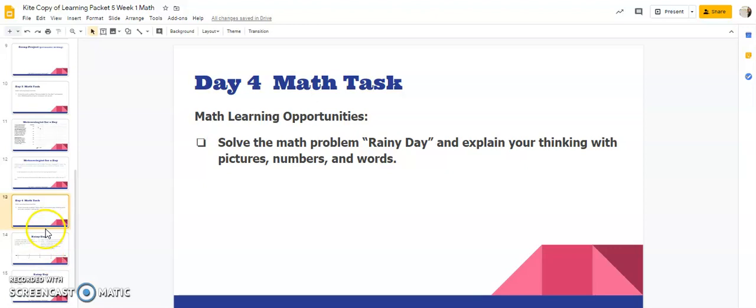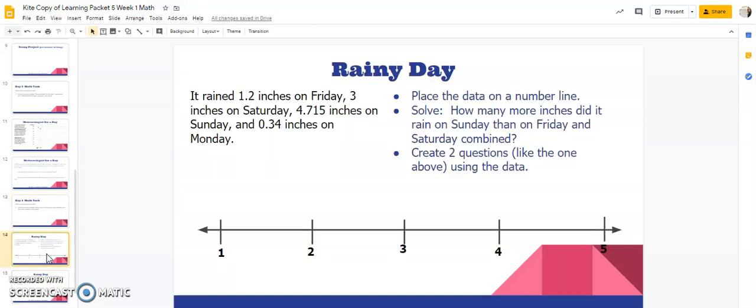All right, so let's look at day 4. For day 4, we have a tricky problem. It's called Rainy Day. You have to explain your thinking with pictures, numbers, and words. So when we come over to Rainy Day here, it says it rained 1 2/10 inches on Friday, 3 inches on Saturday, 4 715 thousandths inches on Sunday, and 34 hundredths inches on Monday. We need to place all of our data on a number line first. So that's what we're going to do first.